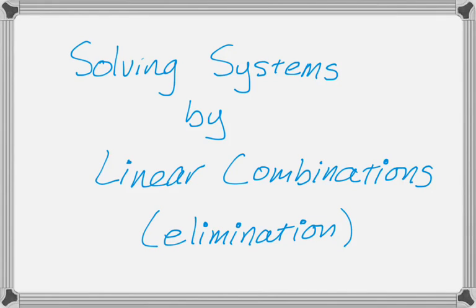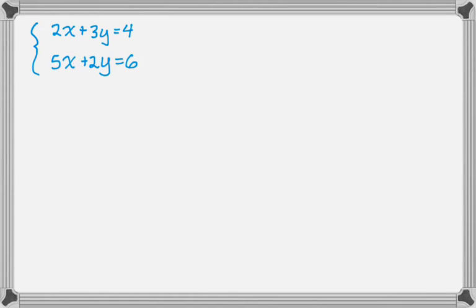Alright, in this video we're going to look at solving systems of linear equations using linear combinations or the elimination method. Hopefully you've watched the other two videos on this already, so this is kind of the third in the series. So here's the system that we're going to try to solve this time. We have 2x plus 3y is 4, and 5x plus 2y is 6.